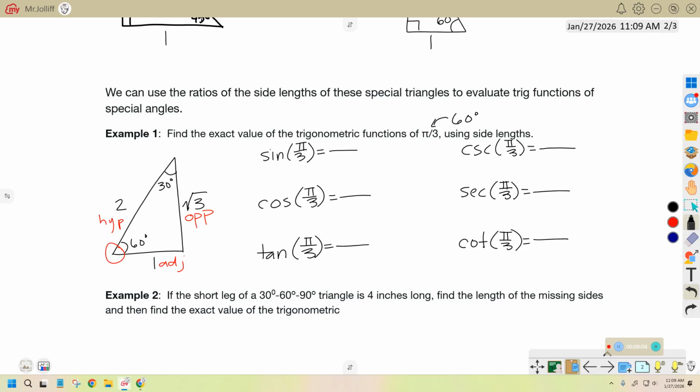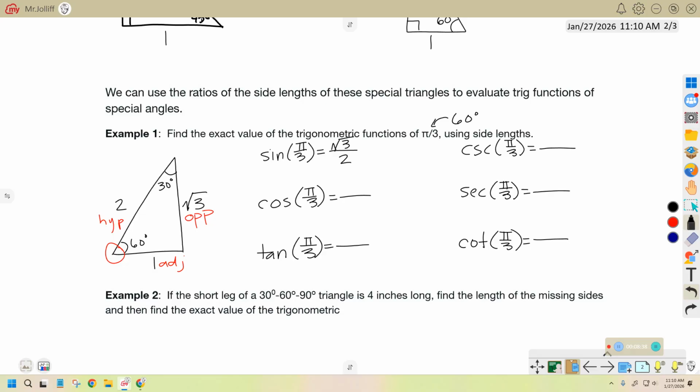Ethan, how do we find sine? What over what? So good. I don't want an answer, not a calculator answer. Just how do I find it? What over what? Opposite over hypotenuse. Perfect. SOHCAHTOA. So opposite is root 3. Hypotenuse is 2. Can I simplify that? No. Perfect.